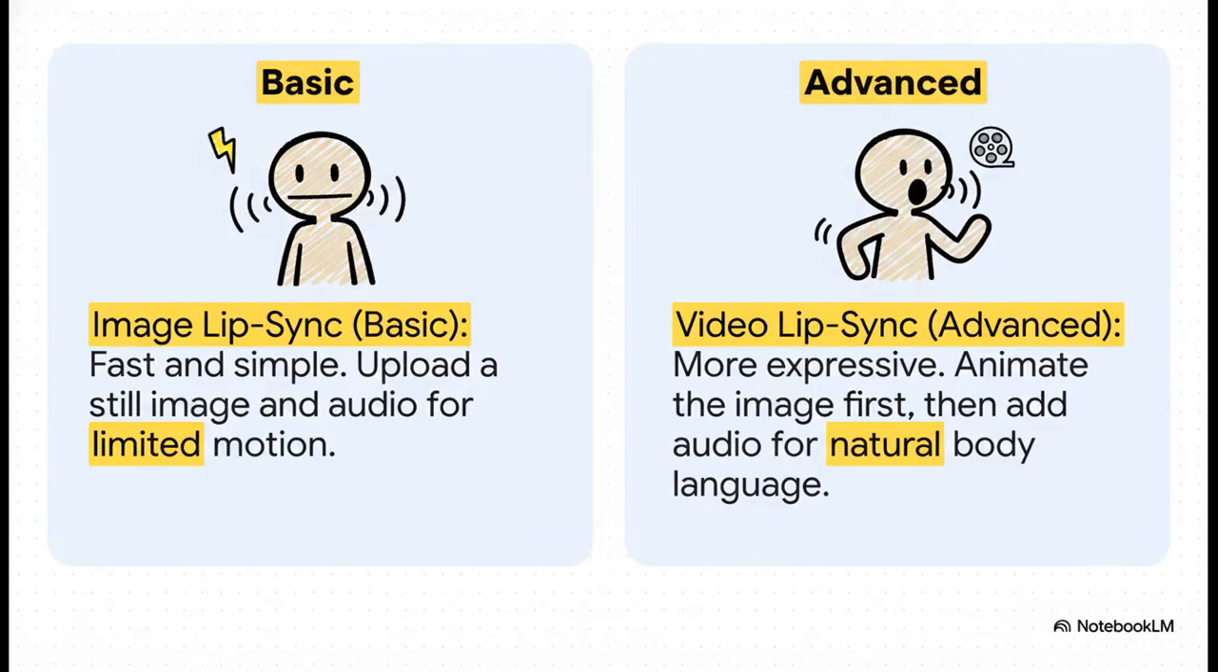So it really comes down to a trade-off between speed and realism. The basic image lip sync is incredibly fast. You just upload an image and an audio file, and you're good to go. But if you want more expressive results, the advanced method is absolutely the way to go. It lets you add body language and subtle movements that just make your characters feel so much more alive.